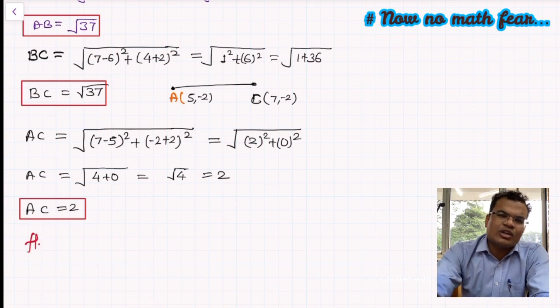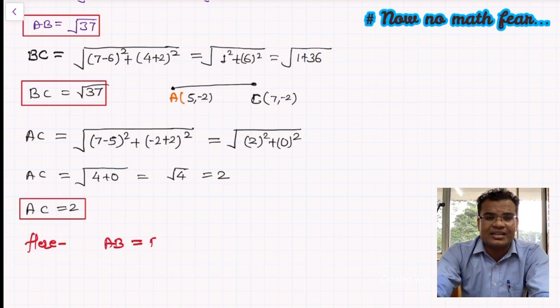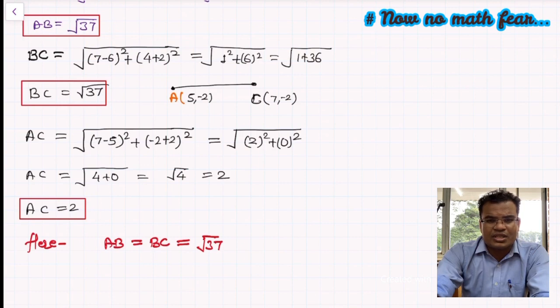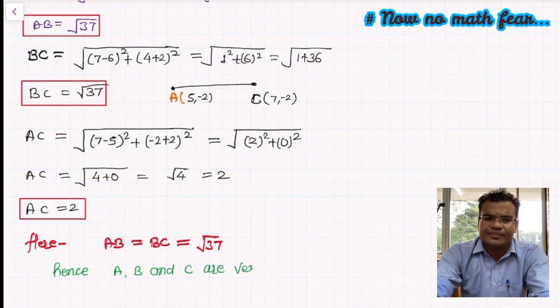So I got the lengths of all the three sides: AB, BC and AC. And I can see here AB equals BC, which is under root 37. So I am writing here AB equals BC, which is under root 37. Hence our triangle is an isosceles triangle, or you can say A, B, C are the vertices of an isosceles triangle. That is my answer, and this is the solution of question number 4.